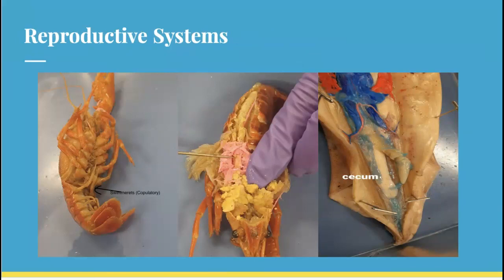Moving on to the reproductive systems, as you can see, we had a male crayfish right here. You can tell by the copulatory swimmerets right there. Male crayfish have copulatory swimmerets that release sperm into the female crayfish's seminal receptacle, which would be right here. Female crayfish still do have these smaller swimmerets right here for holding her fertilized eggs.